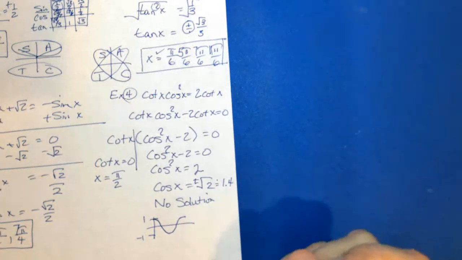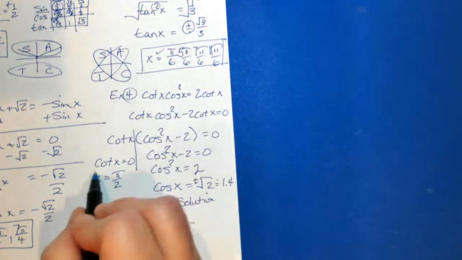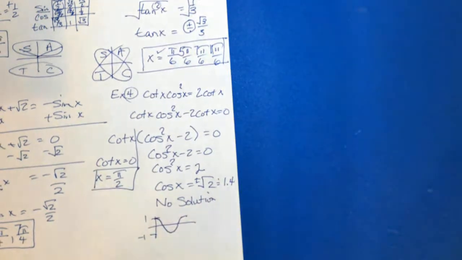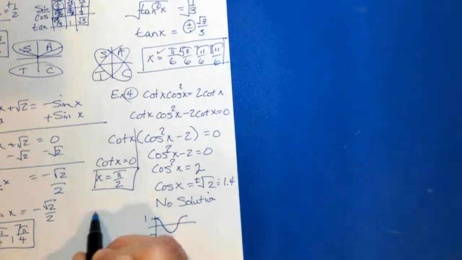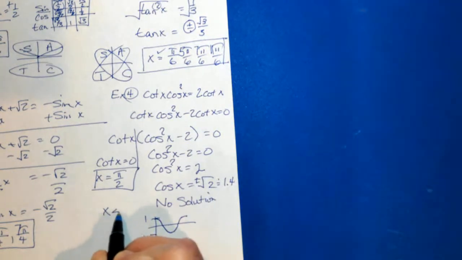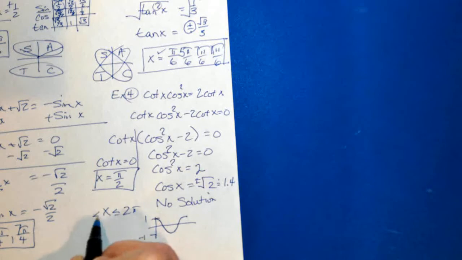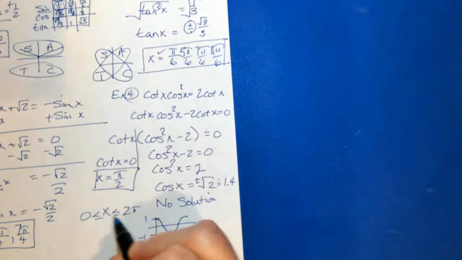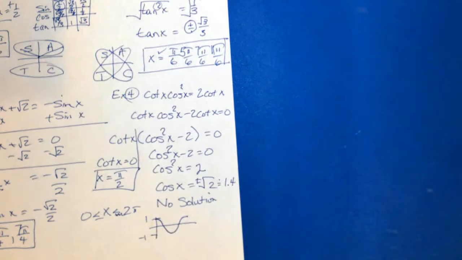Okay? So our only answer then is when x is equal to pi over 2. That's when the cotangent is equal to 0. Now remember, we were assuming that we're looking for answers between 0 and 2 pi. Okay? We're not looking for answers outside of that yet. Okay? We'll talk about that in a moment.